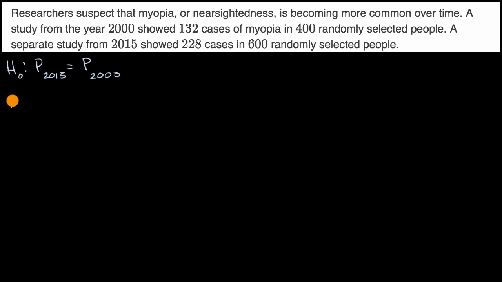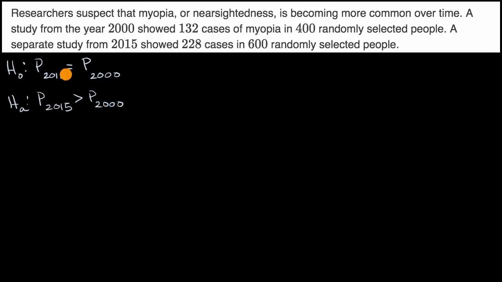And then our alternative hypothesis, remember, they suspect that it's becoming more common over time. So that would be a situation where our true proportion in 2015 is greater than the true proportion in 2000. In this scenario, myopia would be becoming more common over time because 2015 happens after 2000.